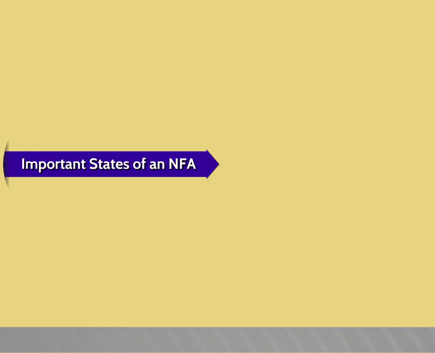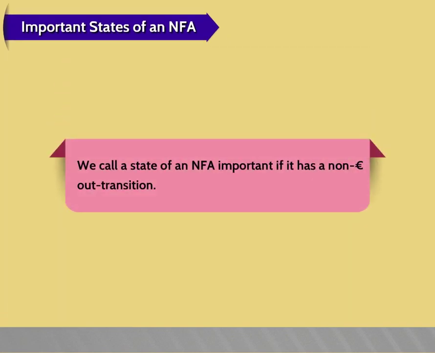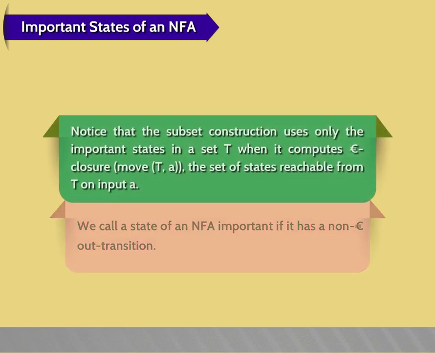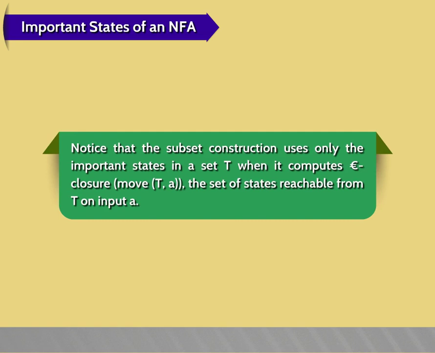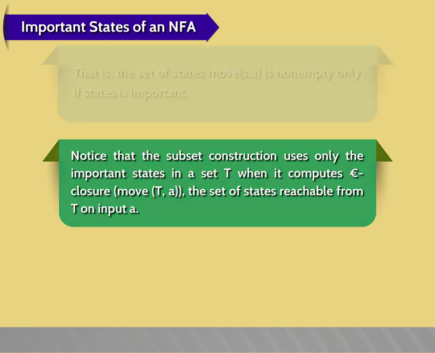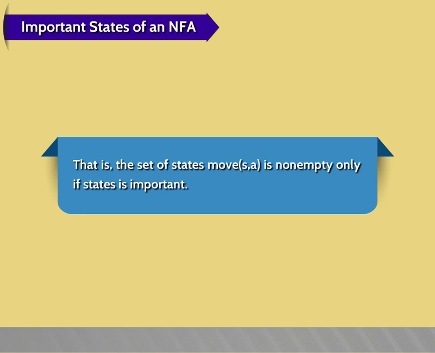Important states of an NFA. We call a state of an NFA important if it has a non-epsilon out transition. Notice that the subset construction uses only the important states in a set T when it computes epsilon-closure(move(T, a)), the set of states reachable from T on input a. That is, the set of states move(s, a) is non-empty only if state s is important.